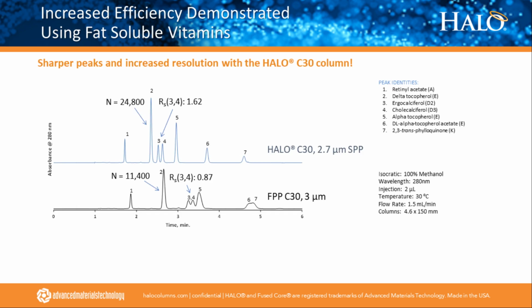We also see increased efficiency demonstrated here using fat-soluble vitamins. So in terms of the Halo column here, which is in blue on the top, you can see we're getting much better resolution for peaks 3 and 4, which are vitamins D2 and D3. We get 1.62 for the resolution of that particular pair compared to only 0.87 on the fully porous particle C30 3 micron particle column.